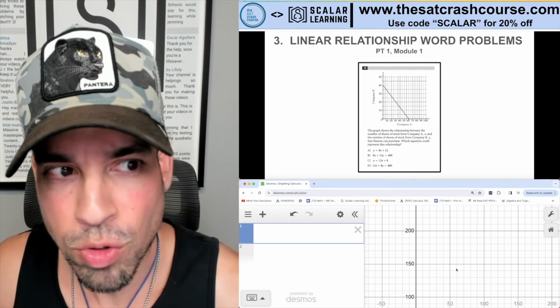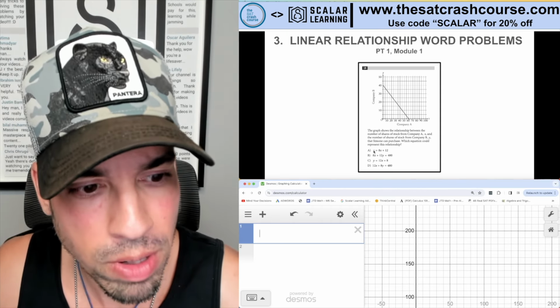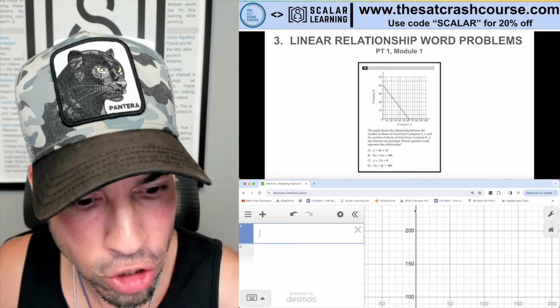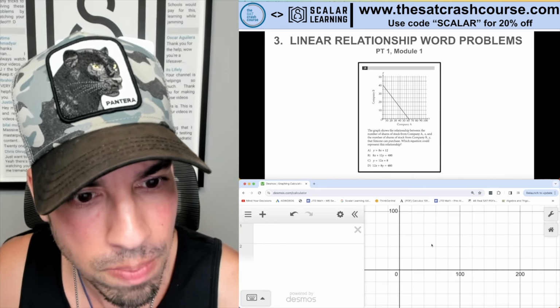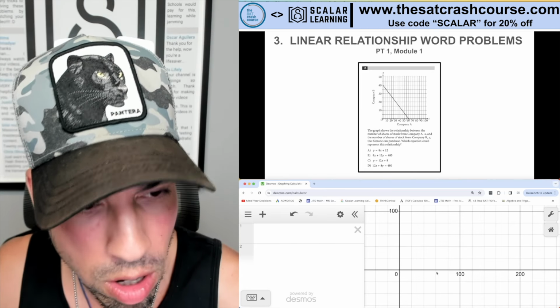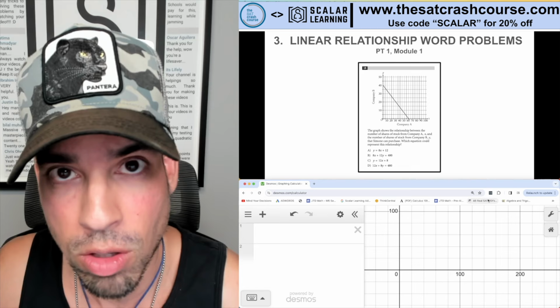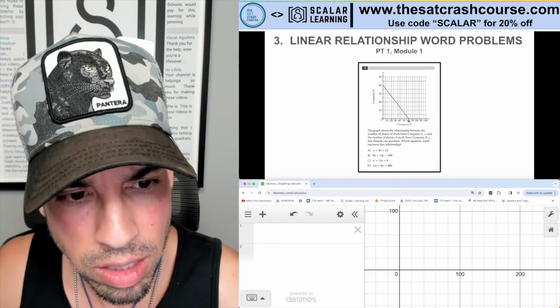Done. For this one, which falls under the category of linear relationship word problems, we're trying to figure out which one of these matches this graph. So watch what I'm going to do. There's multiple ways to do this, but I'm going to line it up so the graph looks kind of similar. It's going to a max of 40 down to 100. And I could change the settings to make it look even better, but this should be good enough. I'm seeing a y-intercept of 40, an x-intercept of 60.